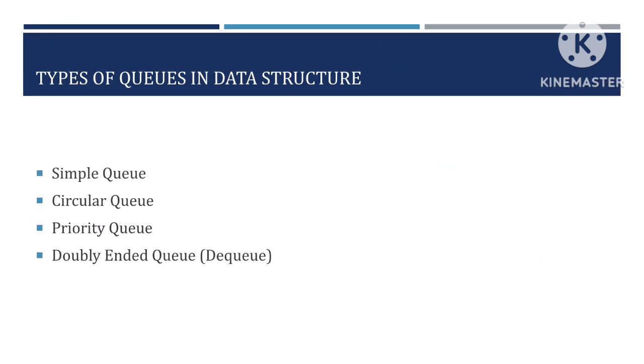So in queue data structure we actually have various types of queue. When I say types of queue in data structure, we have basically 4 different types of queue.